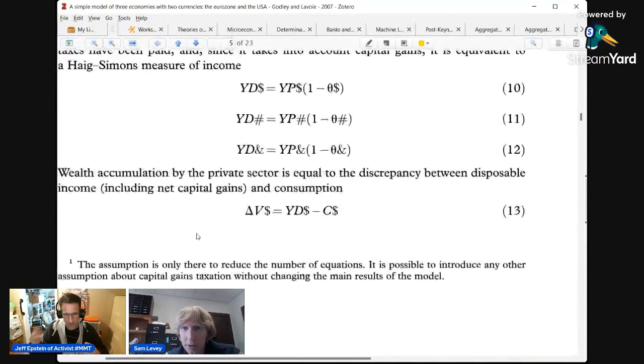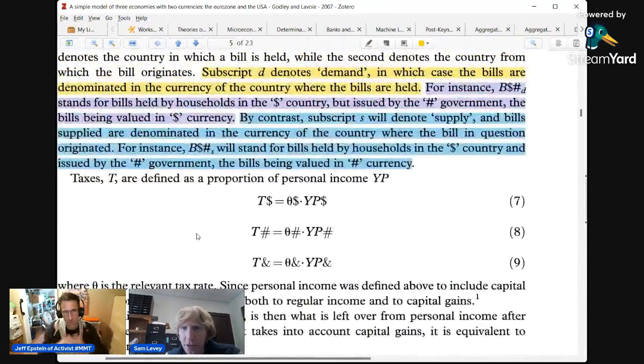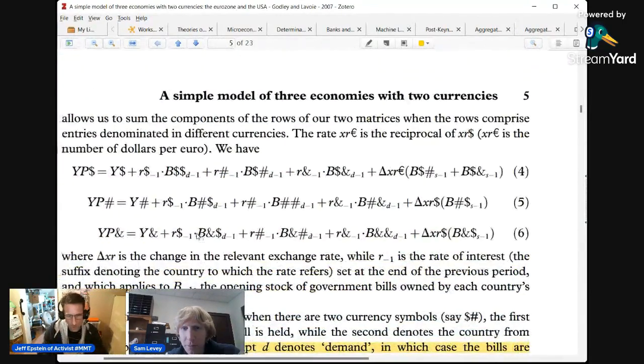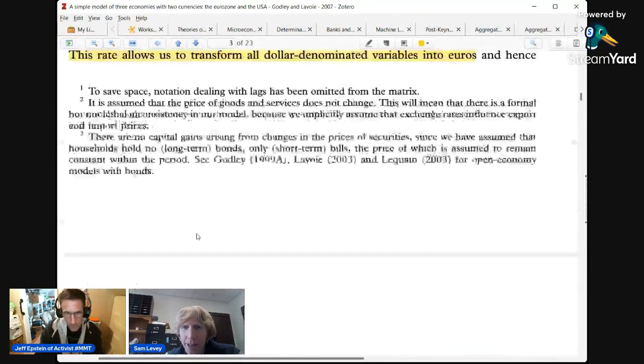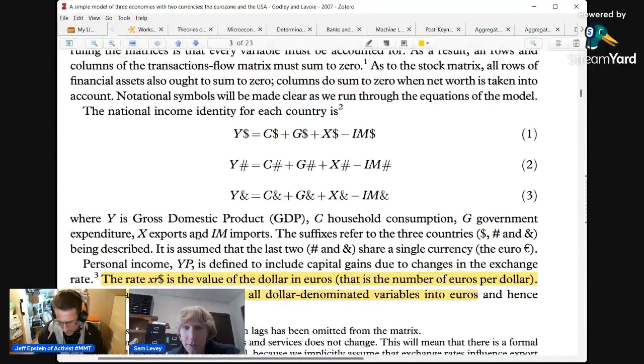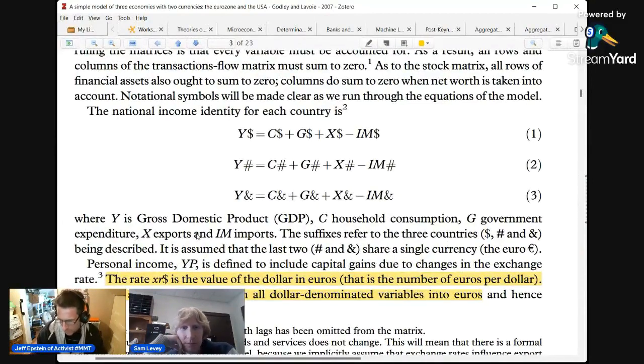So you want to just start at the top? We can work through it. Sure. I'll say what I understand, and then you can fill in the blanks. Either way, that would be great.